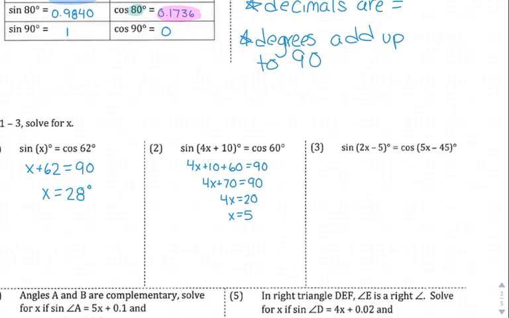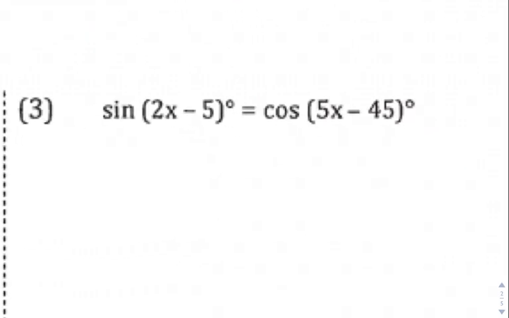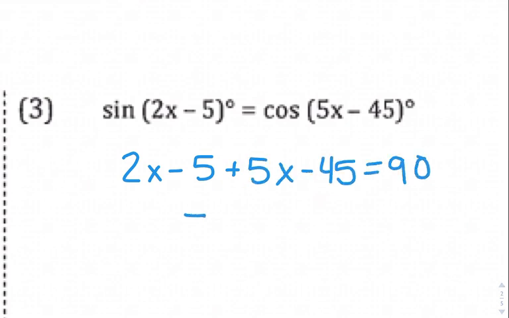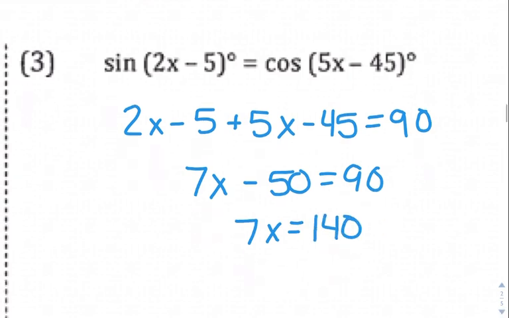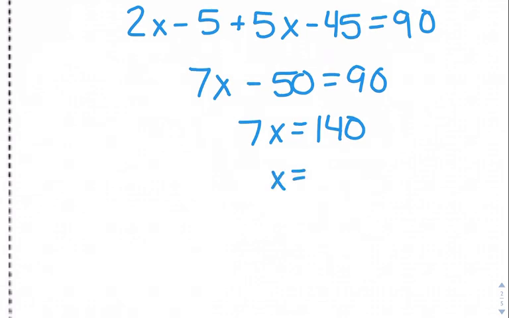Okay, let's try number 3. In number 3, sine of 2x minus 5 degrees is equal to cosine of 5x minus 45 degrees. Since it's degrees again, you're going to add them and set them equal to 90. So add your like terms together. This is going to become 7x equals 140. 140 divided by 7 would give you 20.